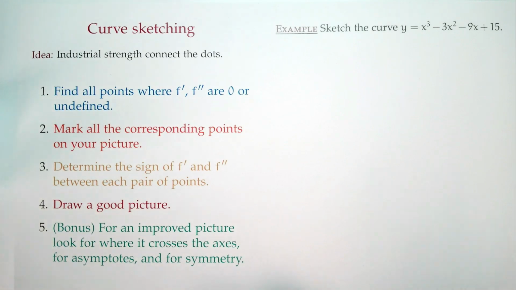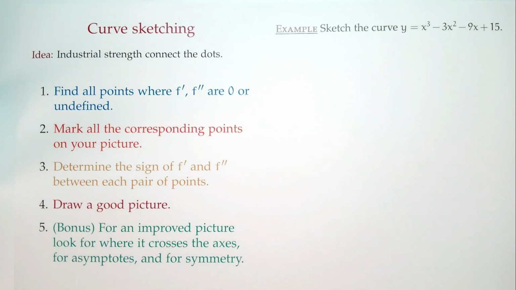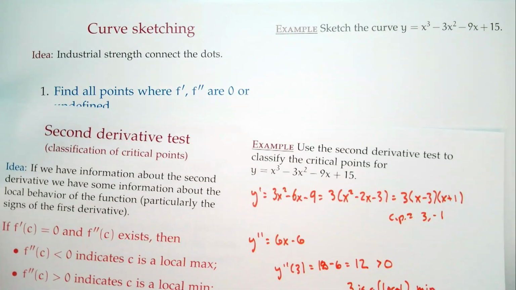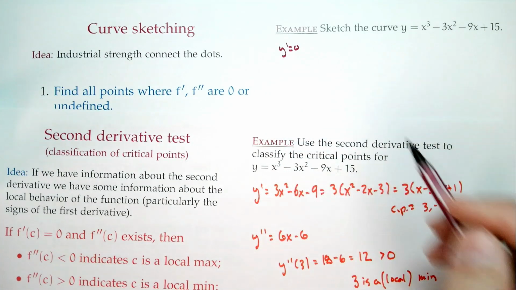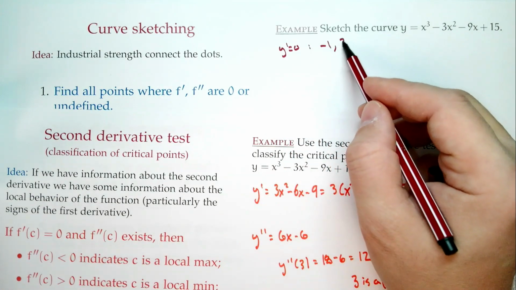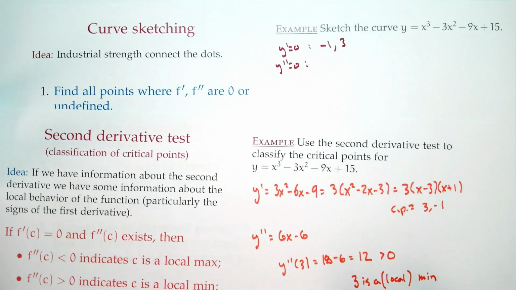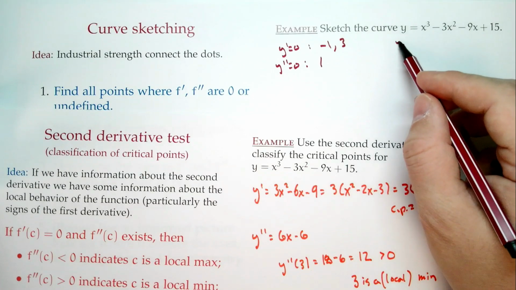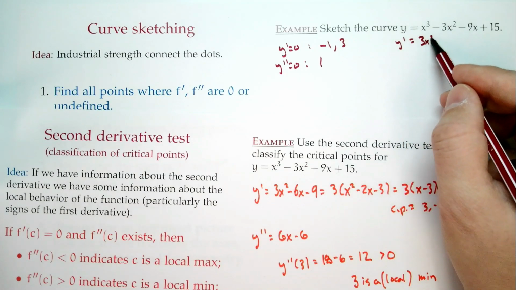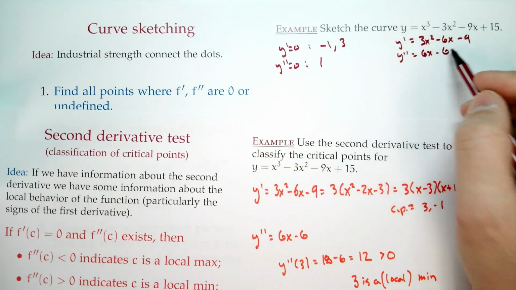All right, so what happens here? Well, here we've actually done it. We just did this problem moments ago, so we know what's happening. We know that y prime equals 0 at negative 1 and positive 3. And we know that y double prime equals 0. That happens at, now we can figure that out, that happens at positive 1. All right, so for reference, y prime is 3x squared minus 6x minus 9, and y double prime is 6x minus 6.